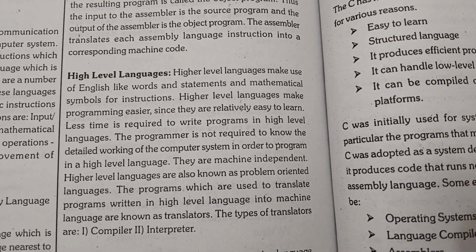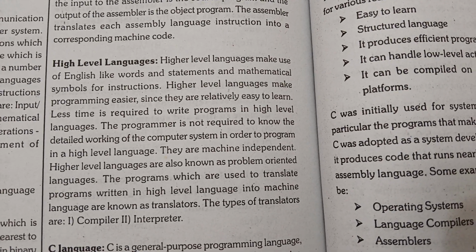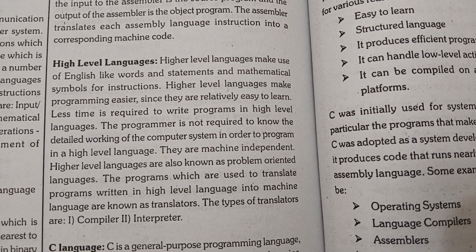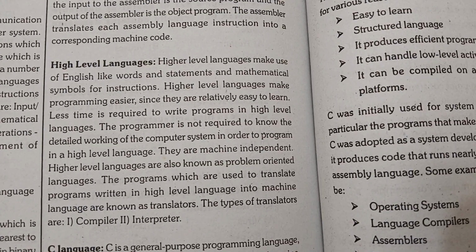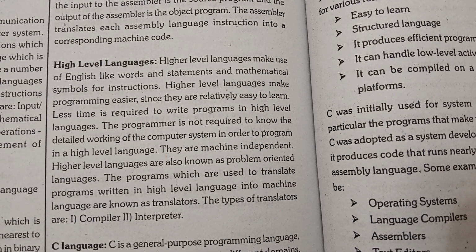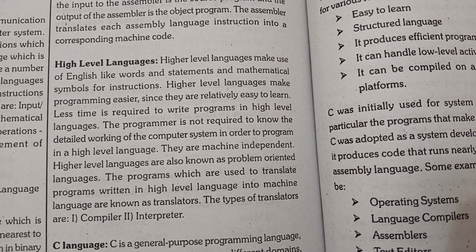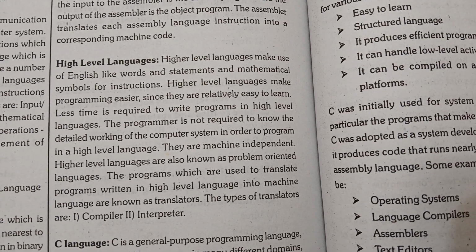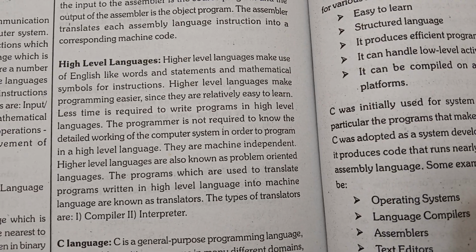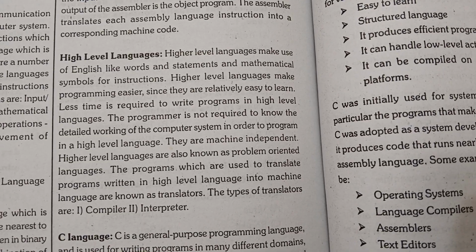High level languages. High level languages make use of English like words and statements and mathematical symbols for instructions. Higher level languages make programming easier since they are relatively easy to learn. Less time is required to write program in high level language. The programmer is not required to know the detailed working of the computer system in order to program in a high level language. They are machine independent.